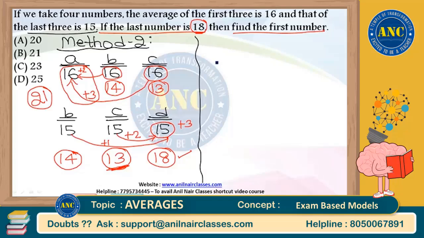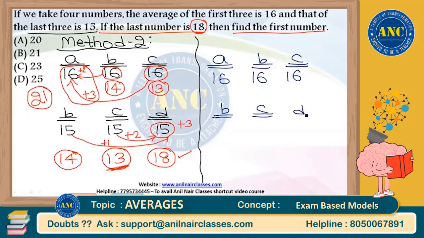Now see here, let me do this question once again in a different method. The first statement says the average of the first 3 numbers is 16. All the 3 are 16. The second statement says the average of the last 3 numbers is 15. All the 3 are 15, right?